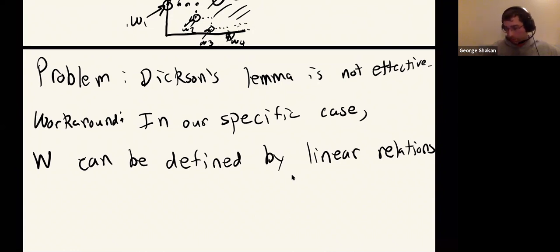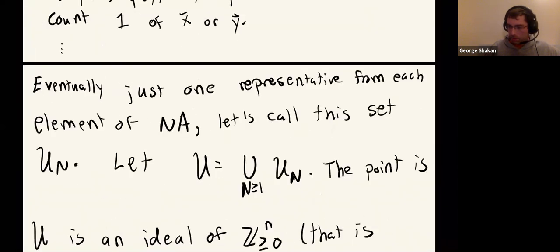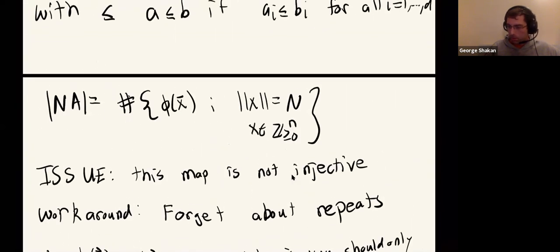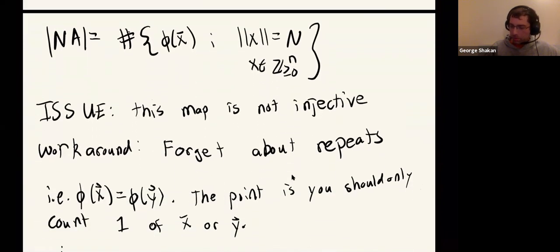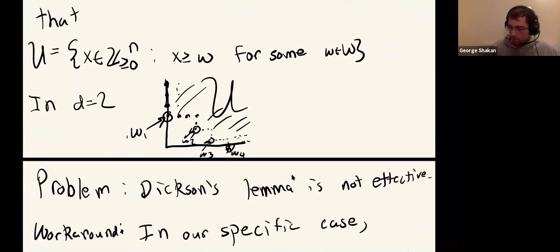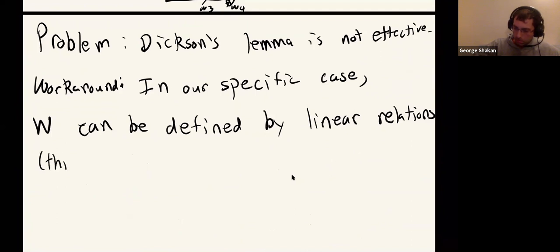So this W can be defined by linear relations. Maybe it's not so clear why this is true, but it just comes from the fact that phi itself is basically a linear map. It shouldn't be obvious at all why this is true, but it turns out to be what's going on. I should be a bit careful, but okay.